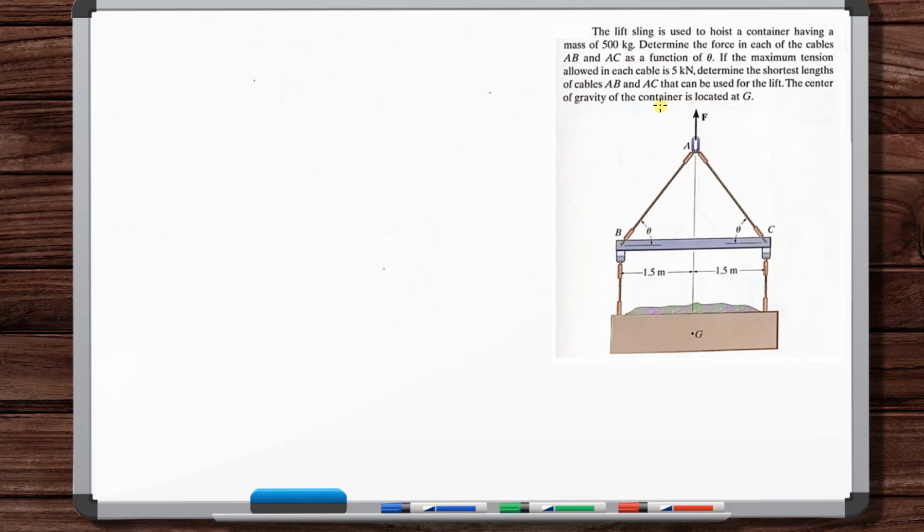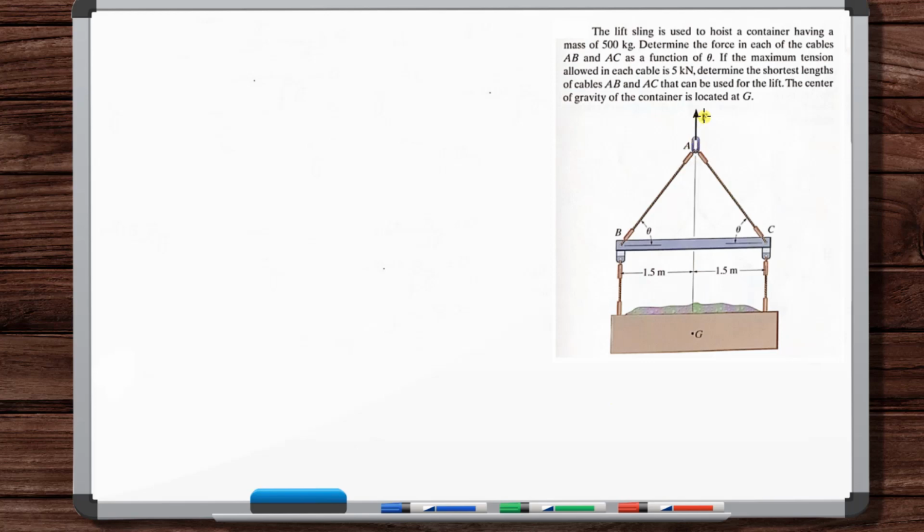The center of gravity of the container is located at G. Okay, so in terms of statics, this is a problem of equilibrium of a particle, which means that any free body diagram that we draw can be represented as a particle. So we're trying to analyze the tension in these slings. To do that, we'll end up analyzing the free body diagram of this ring here. But first, we need to determine F.